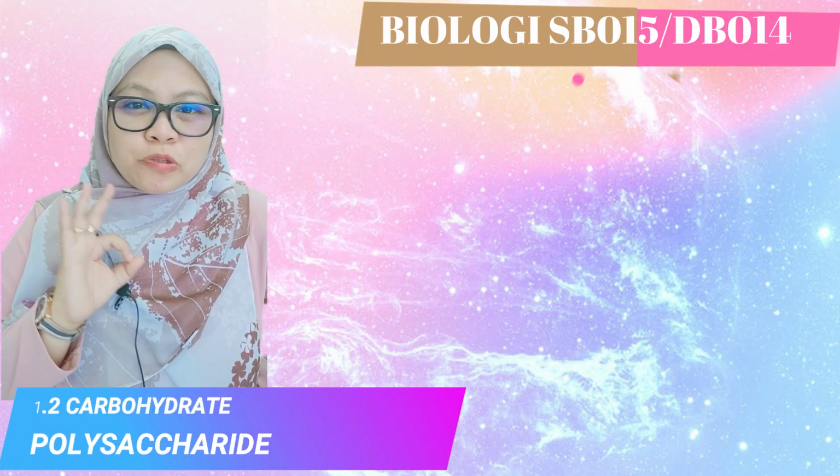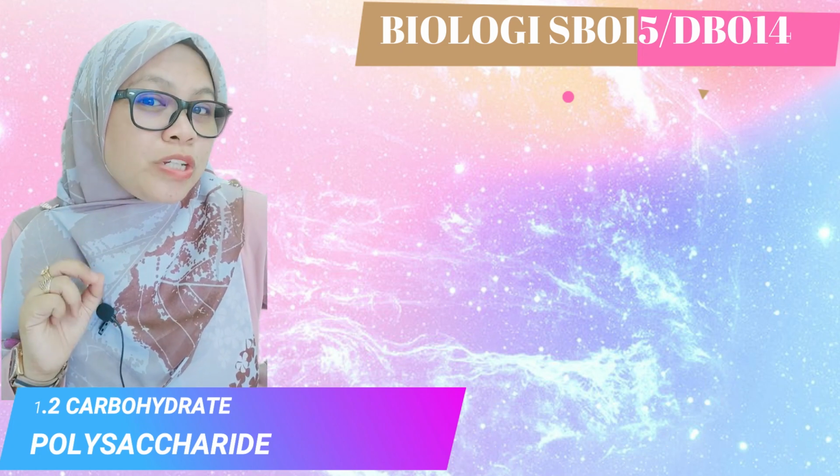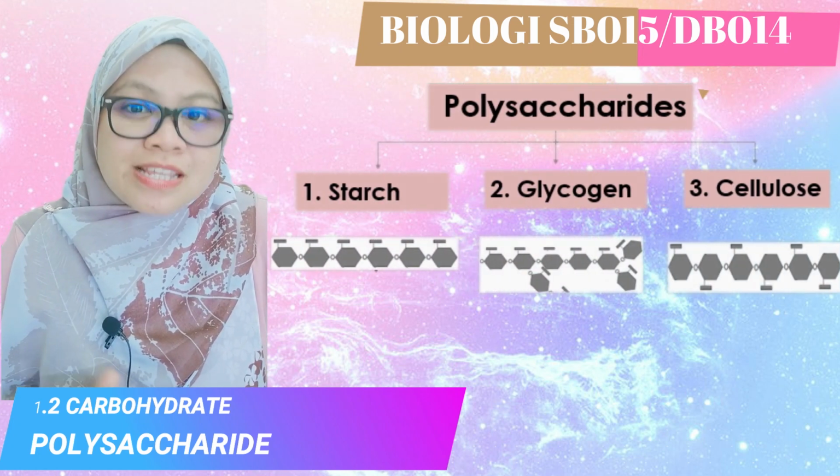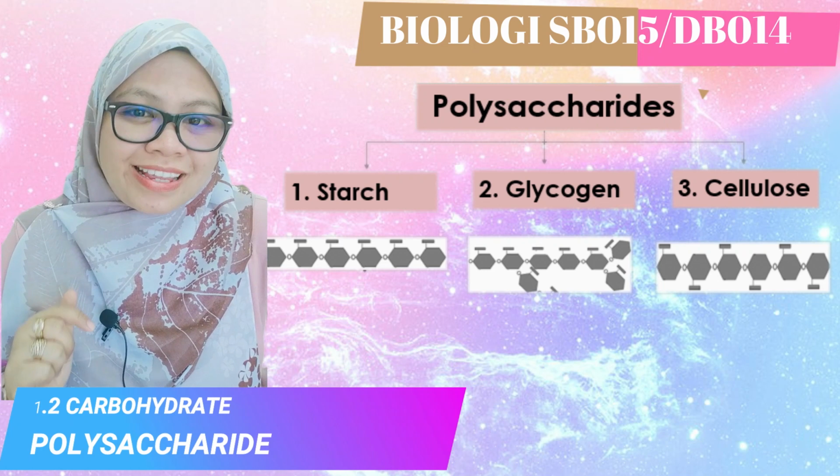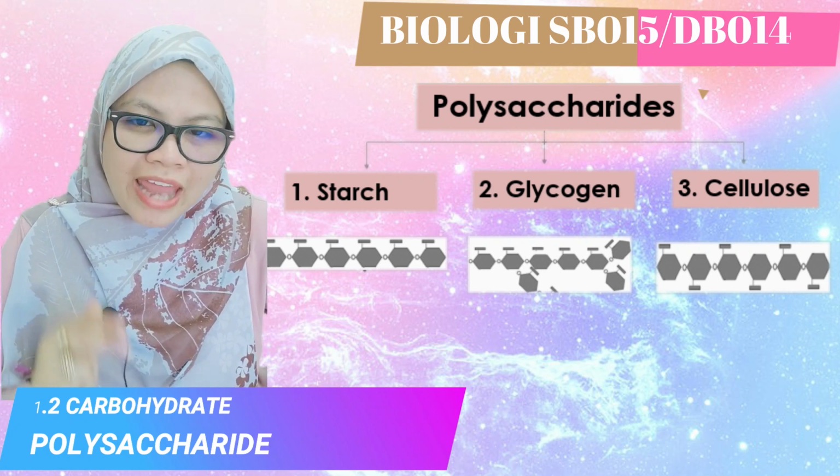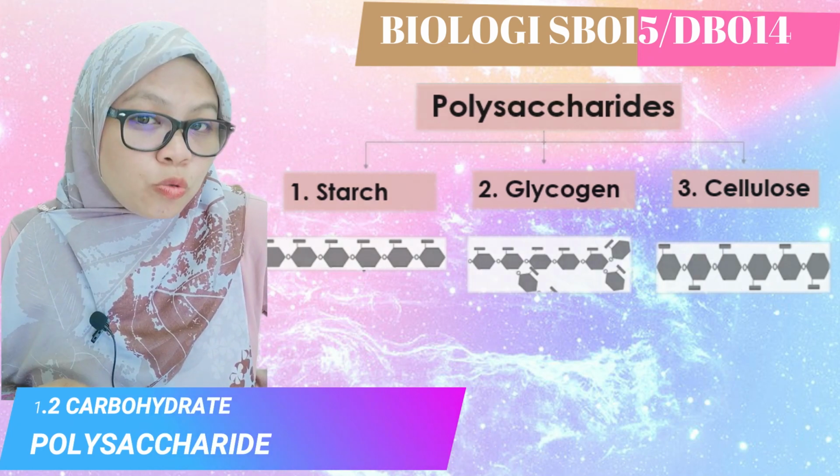Polysaccharide can be divided into three according to the chain. First, starch. Second, glycogen. And the third one is cellulose.